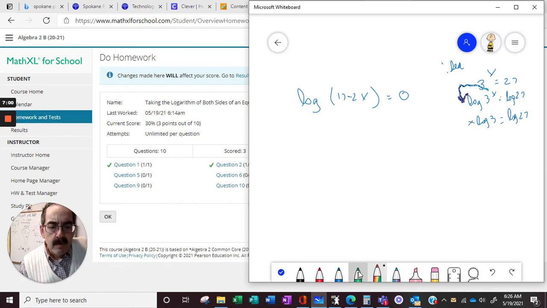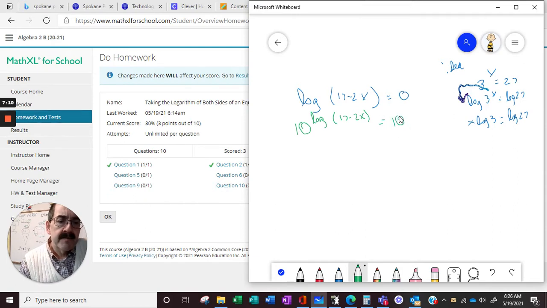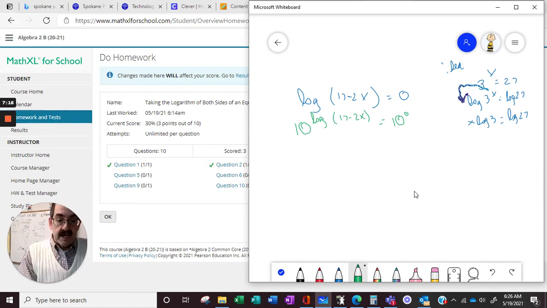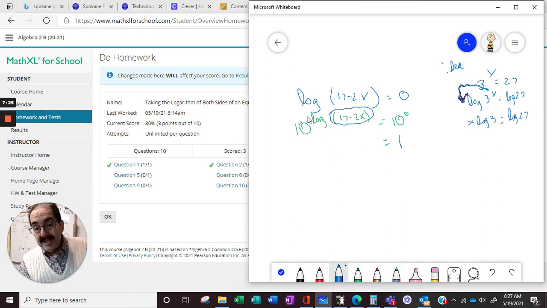What would happen if we raised both sides to the power of 10? Take the log of both sides. What if we raise both sides? Well, we know that 10 to the first power is 1. And we know that when we take the log of both sides or raise both sides, the exponent flies out.